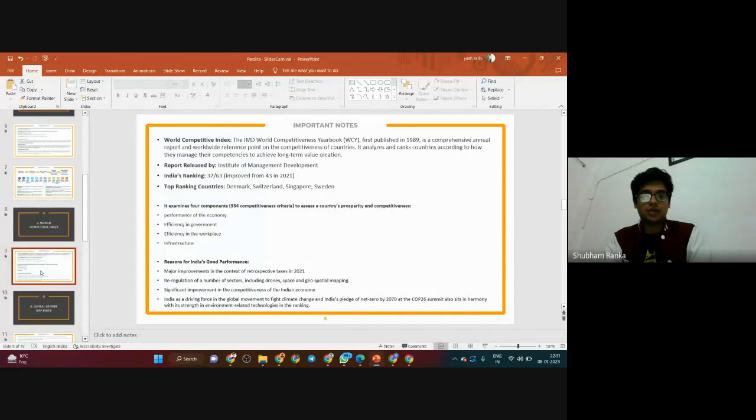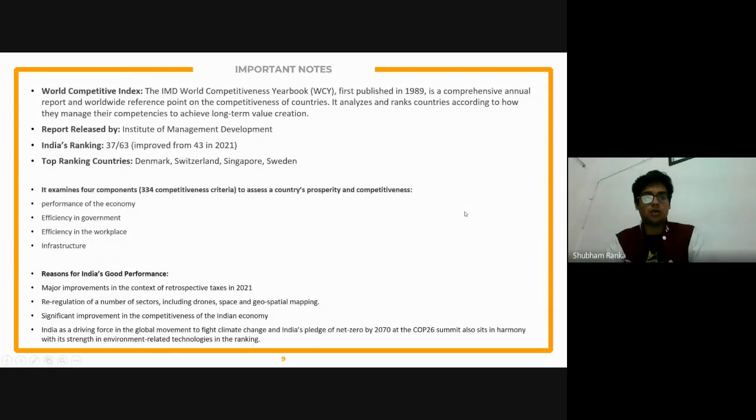So the World Competitive Index is the IMD World Competitive Yearbook that is published every year, was first published in 1989, and is a very comprehensive annual report that is a worldwide reference point for the competitiveness of these countries. So what competitiveness of these countries means, we'll examine through the components that we have, but it again analyzes and ranks these countries and understands what all these countries require and how they manage their competencies to achieve long-term value creation, right? So that is what the World Competitive Index does.